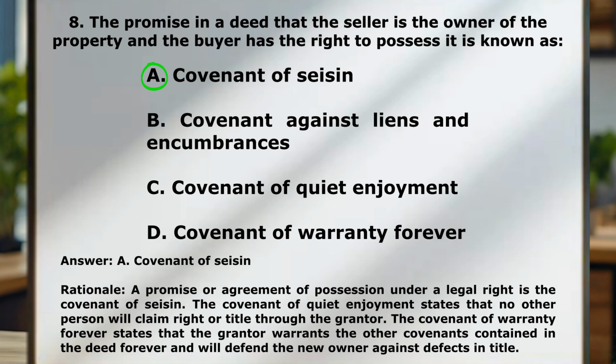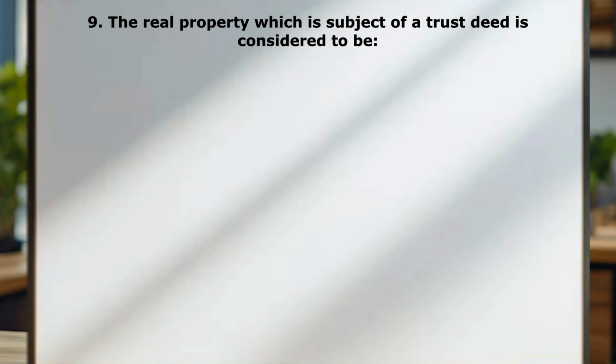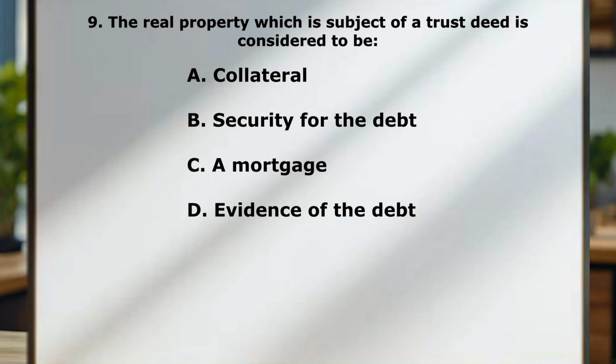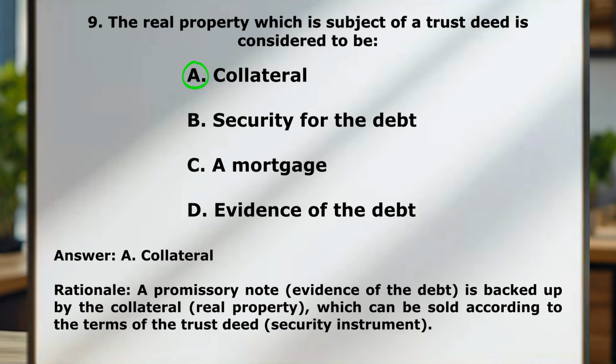Really important for these types of questions. Just understand the definitions of each and you'll be able to nail these questions. Question number 9. The real property which is subject of a trust deed is considered to be A. Collateral. B. Security for the debt. C. A mortgage. D. Evidence of the debt. The answer is A. Collateral. So a promissory note, which is the evidence of the debt, is backed up by the collateral, the real property, which can be sold according to the terms of the trust deed, which is the security instrument.